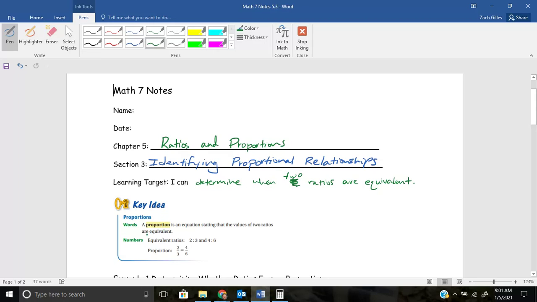All right, so we're going to identify proportional relationships. What is a proportion? That might be a new word to some of you. A proportion is an equation, so it's got an equal sign, stating that the values of two ratios are equivalent. In this example, it says 2 to 3 and 4 to 6 are proportional. Two ratios.